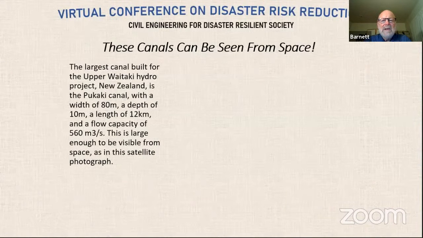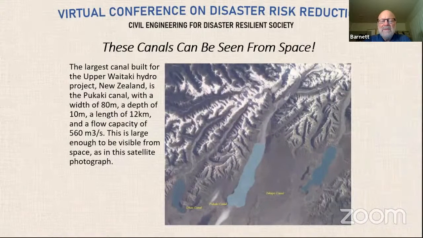The largest canal was a hydro canal, not an irrigation canal, and they got to be big enough, in fact, to see from space. You can see, hopefully, in the Pukaki Canal there, you just see a little thread from space, which is not very obvious, but it can actually be seen.